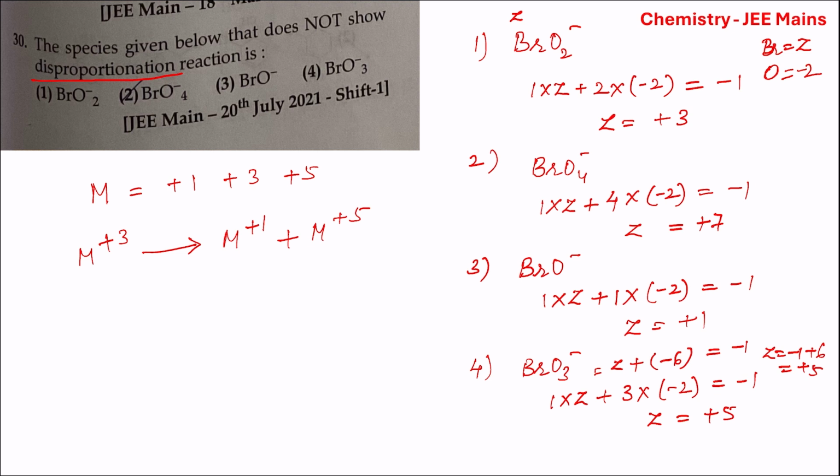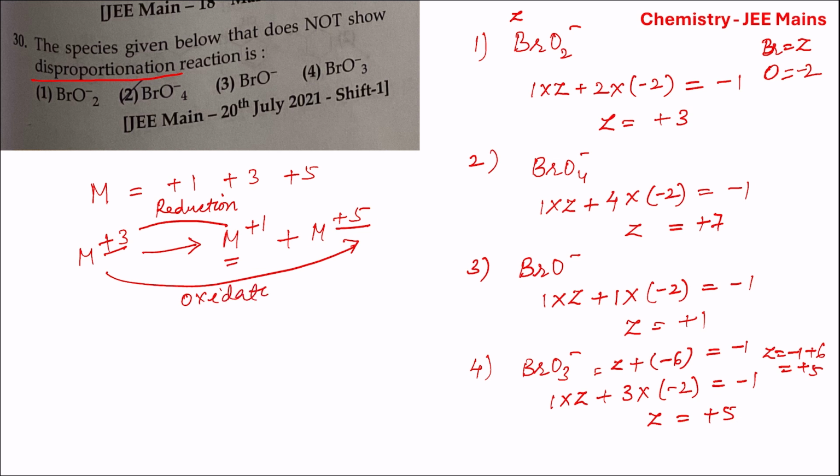So it will give a compound in which this particular element is in plus 1 oxidation state, which is lower than the original oxidation state, that is plus 3. Hence this is reduction. And another compound in which the oxidation state of this element is higher than the starting compound. In the starting compound it was plus 3, in the product it is plus 5. So here it is undergoing oxidation.